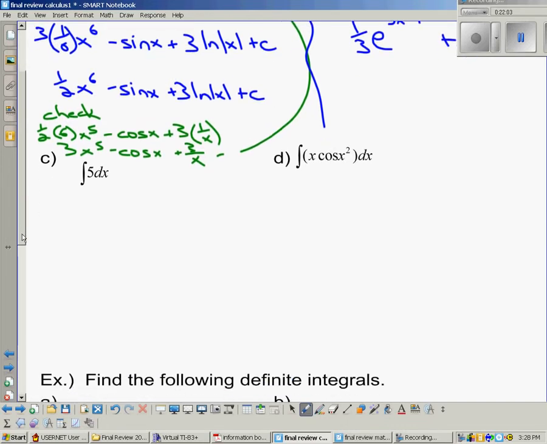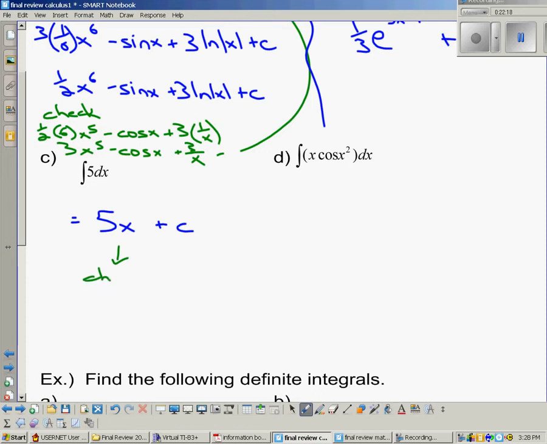Okay, integrate 5. Well, what would differentiate to give you 5? 5x, and we need a plus c. Again, you can check. If I differentiate 5x, I just get 5 plus the derivative of c, which is 0. This is working out for us.